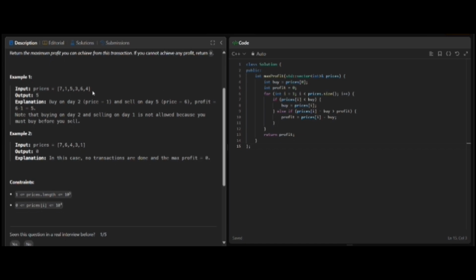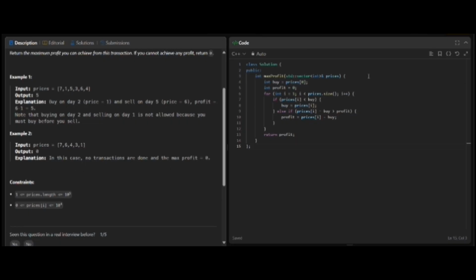In the input, an array of days is given, and out of that, we're going to get the output of the day where there is maximum profit. And if there is no profit, then the output should be returned as 0. So now let's see how to solve this problem.